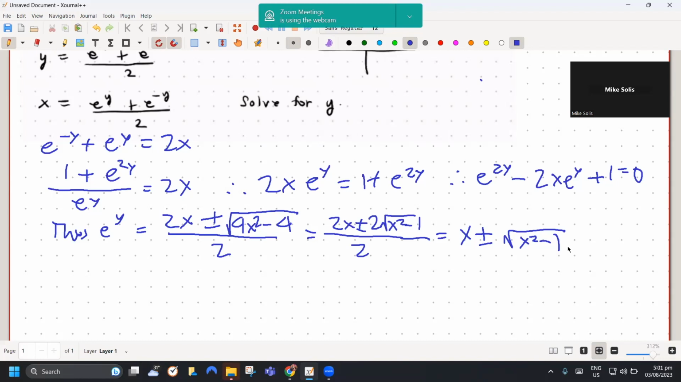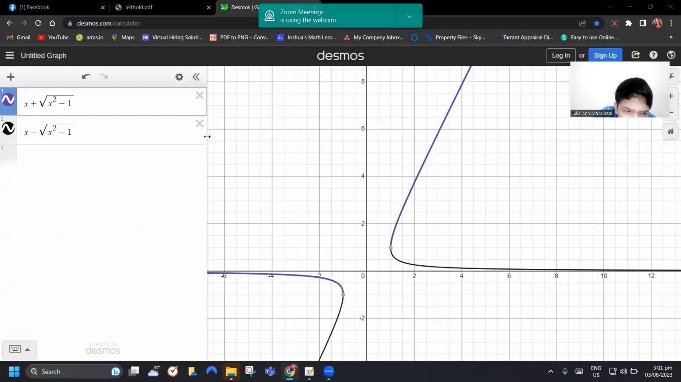Nag-graph mo na ba? So, yung y equals ln of that. Hindi mo po nakashare. So, pa-share. Nakashare screen ako po. Hindi ba po? Hindi pa. Ang nakashare ngayon yung external eh. So, change Windows ka. I think. Ayun, naka-poster pala yun.